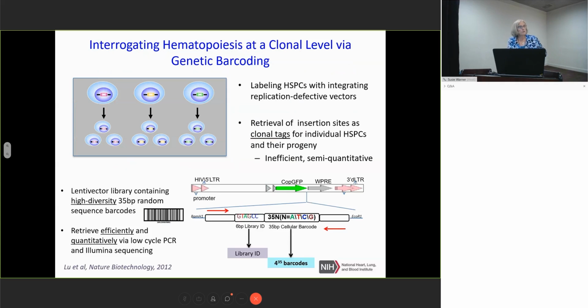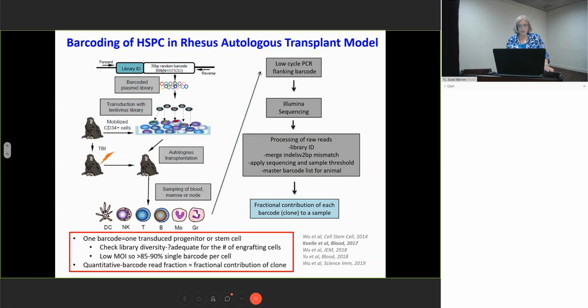So about 6 or 7 years ago, collaborating with Rong Lu and Irv Weissman, we began using very high diversity genetic barcodes, random sequence barcodes that we put into our marking vectors that also contain GFP. They have a library ID, so we can use, in some cases, multiple libraries, multiple cell sources, or different things we've done, even within the same animal, as well as a very highly diverse barcode library. They can be retrieved efficiently and quantitatively after low-cycle PCR and Illumina sequencing.